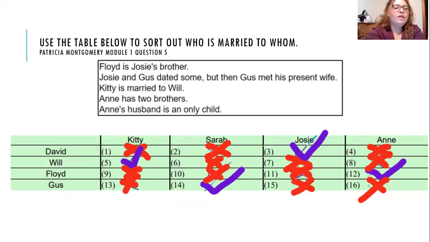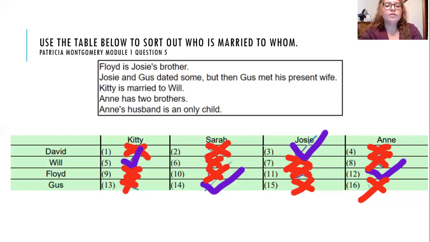So we have all the men down the left side, and then we have all the women's names at the top. Now, in order to do this, if you know that the match is not those two people, then you just put the X. And once you found one and you put a check mark, you can then X out the row and the column following that. So for the first one, it says Floyd is Josie's brother. Well, if Floyd is Josie's brother, then we know that Floyd is not her husband, so we can put an X where Floyd and Josie meet.